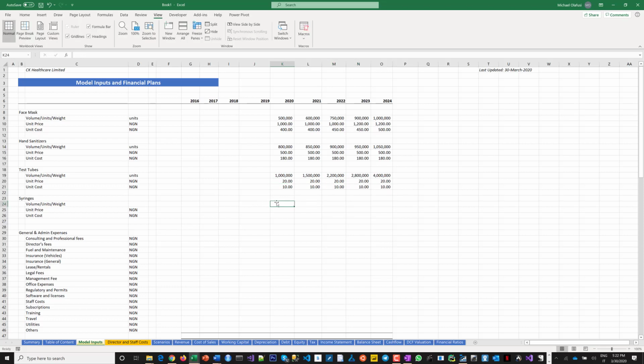For syringes, let's just say similar volume and all, except that maybe the price is much less than the test tube.